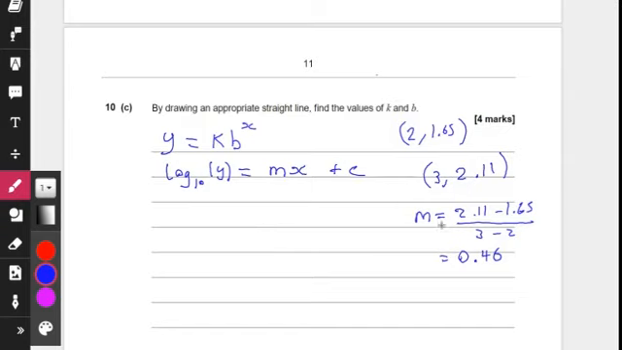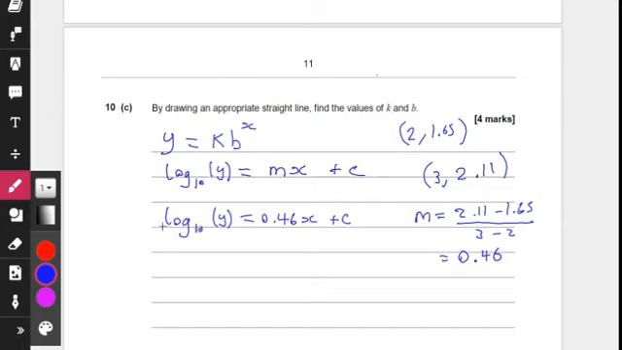Thanks for that. So we've got the gradient is 0.46 because it's divided by 1. So we get log to the base 10 of y equals 0.46x plus c. Now we need to work out what the c is. And we can do that by using one of these two coordinates. It doesn't matter which one. I'm just going to go for the second one.